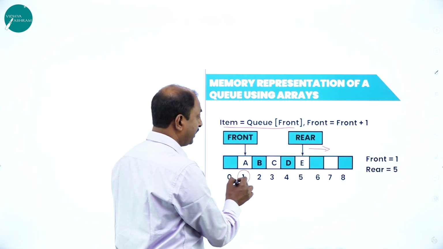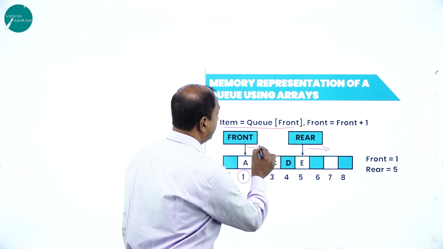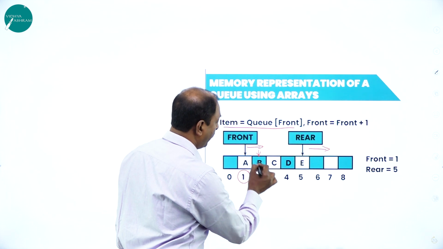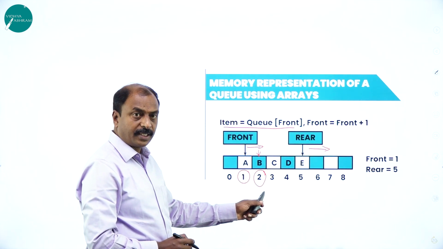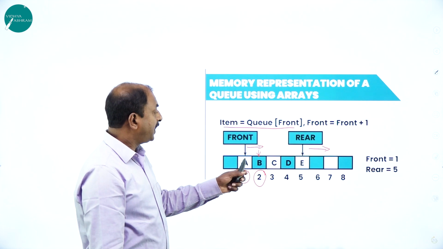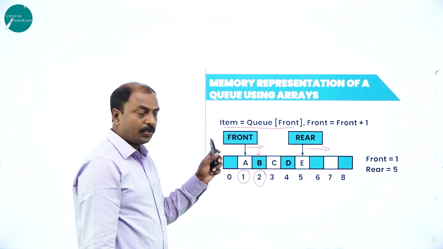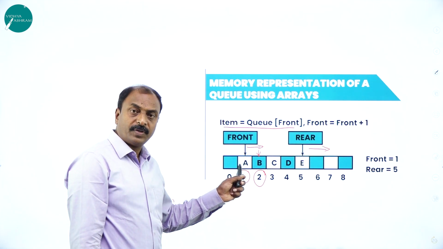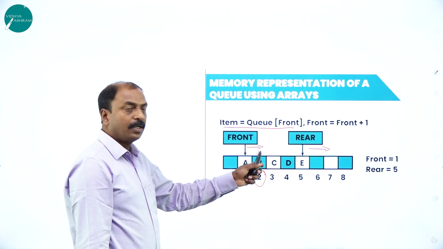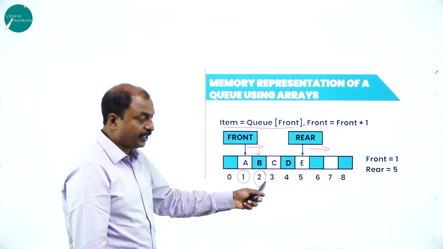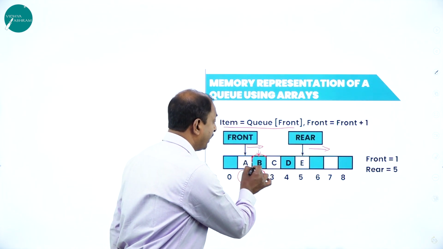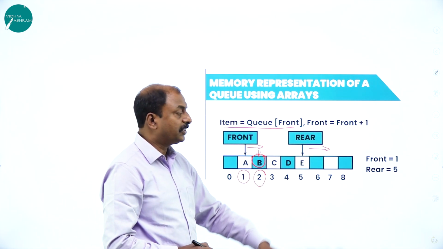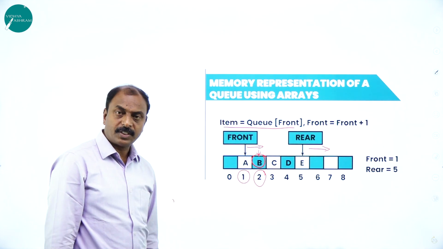If you want to delete this element, we increment the front pointer, so the front value becomes 2. In that case, the next element to be removed is B. Whenever the pointer is at 1 in this example, element A will be deleted first. Now when you increment the front pointer by 1 to the next index, the data element at this index is to be removed next. So this is how deletion takes place in the queue data structure.